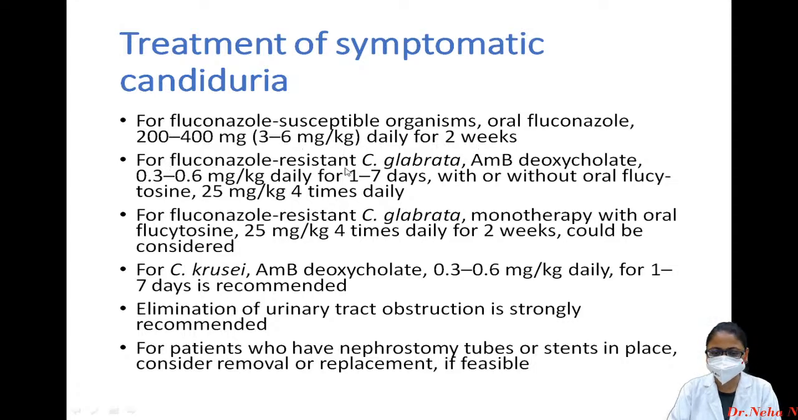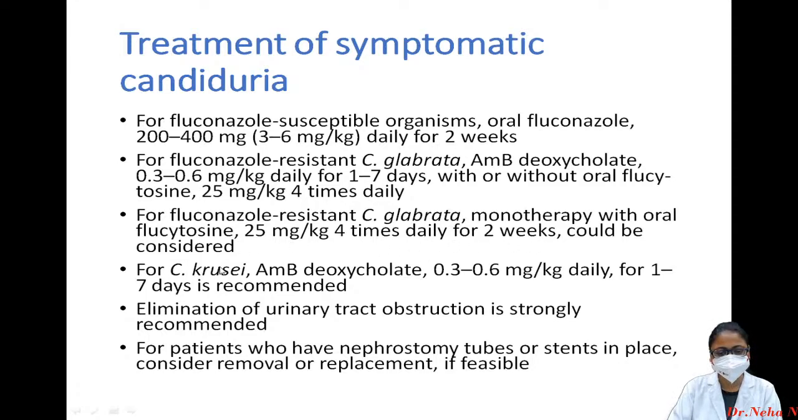For fluconazole resistant Candida glabrata, amphotericin B deoxycholate at a dose of 0.3 to 0.6 milligram per kg daily for 1 to 7 days with or without oral flucytosine at a dose of 25 milligram per kg 4 times daily. Another option for fluconazole resistant Candida glabrata is monotherapy with oral flucytosine at a dose of 25 milligram per kg 4 times daily for 2 weeks.